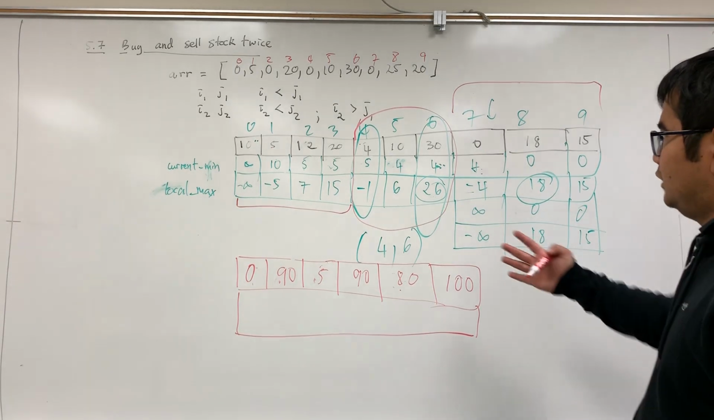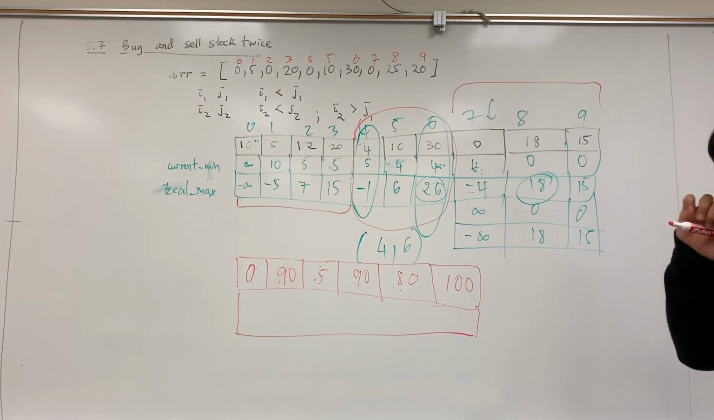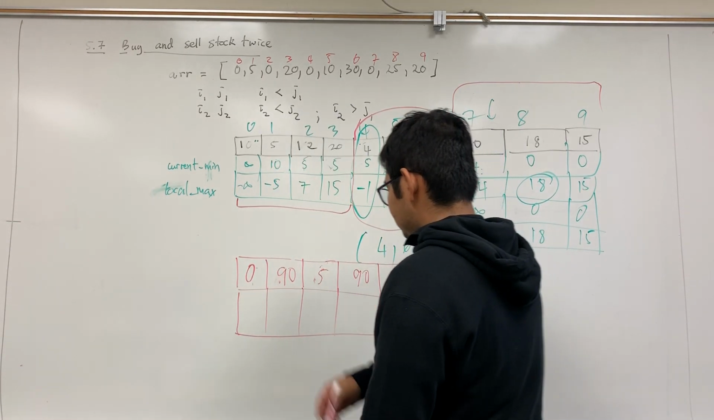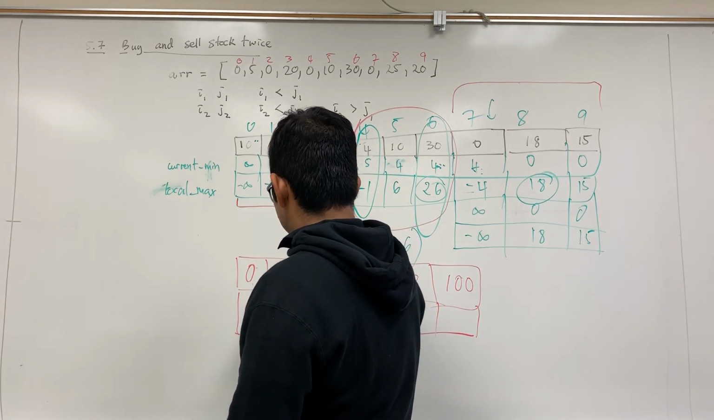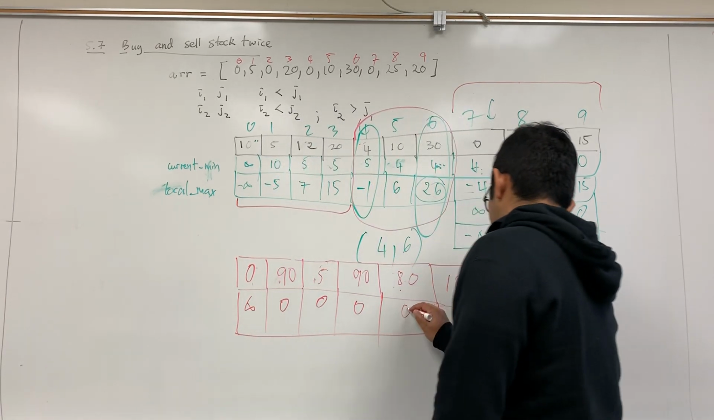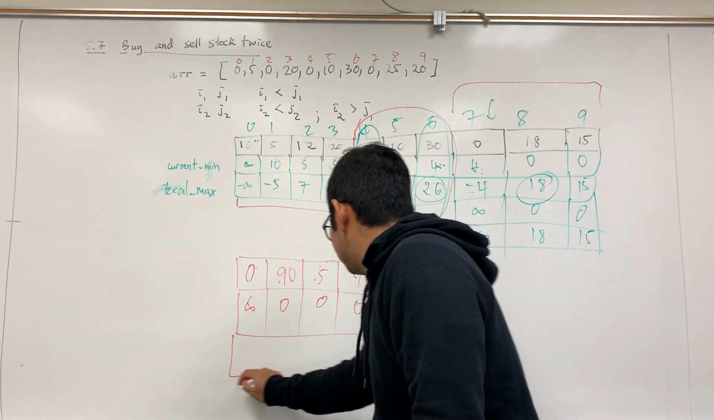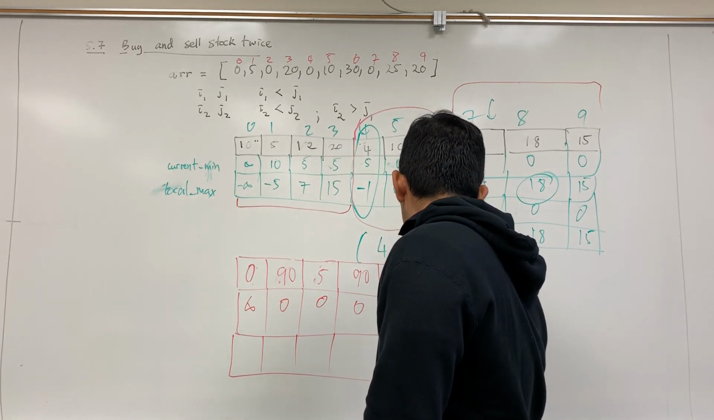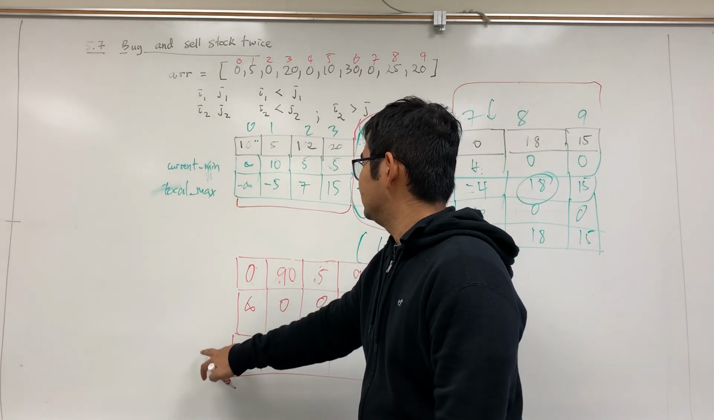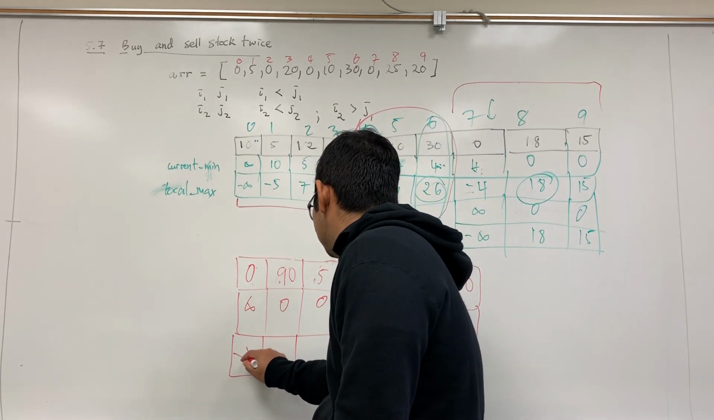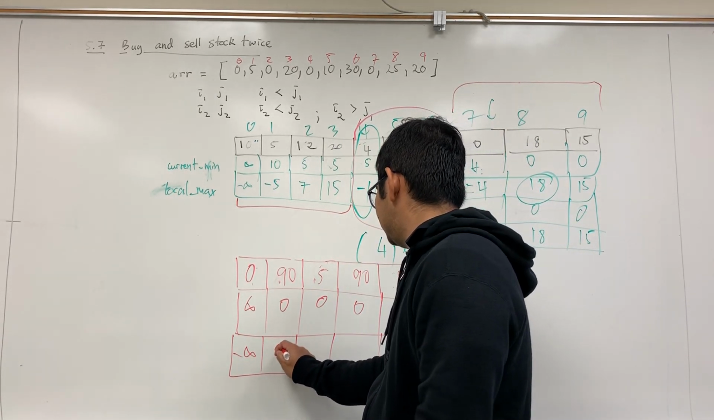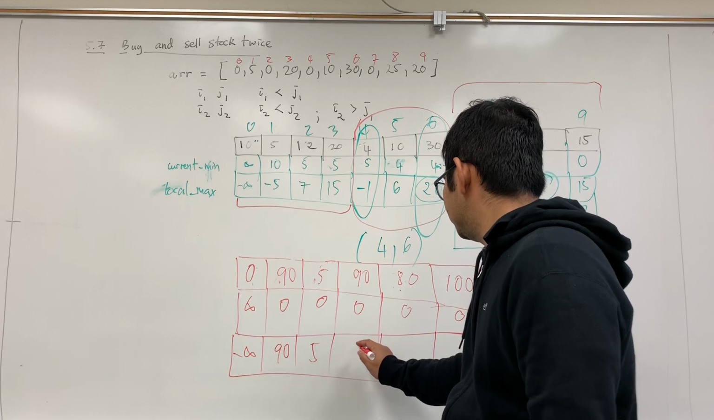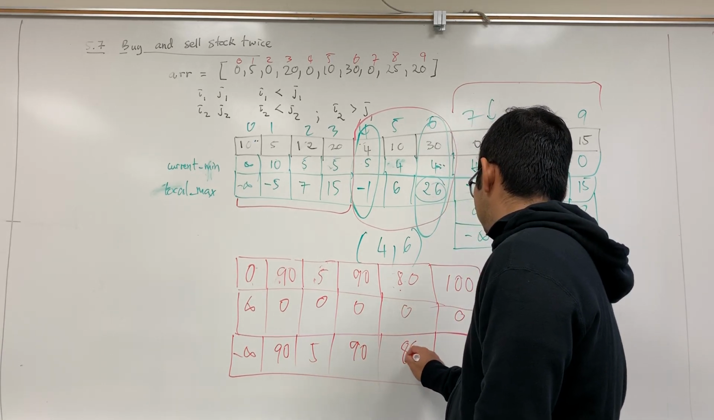So according to our program right here, this is what it would do. It would generate all the local mins. The local min here is infinity, 0, 0, 0, 0, 0. And the current max, the local max, would be negative infinity, 90. This would be 5. This would be 90, 80.